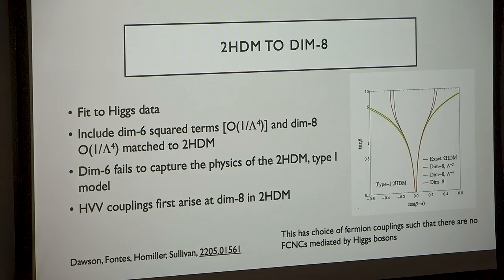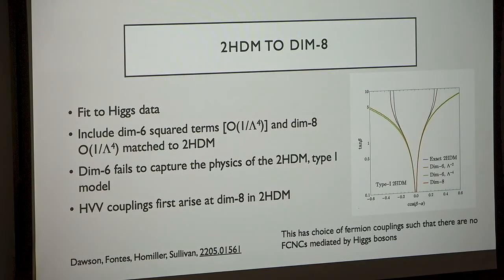So how would I do this? I would take the 2 Higgs doublet model, and I send all the masses to infinity. So this is going to be my decoupling limit. And then I would match to the SMEFT. And what happens when I match to the SMEFT is that this parameter cos beta minus alpha is 1 over lambda squared. So my dimension 6 operators go like cos beta minus alpha.